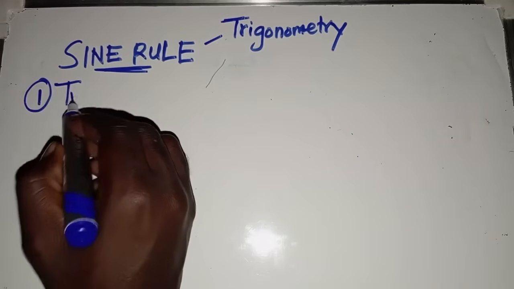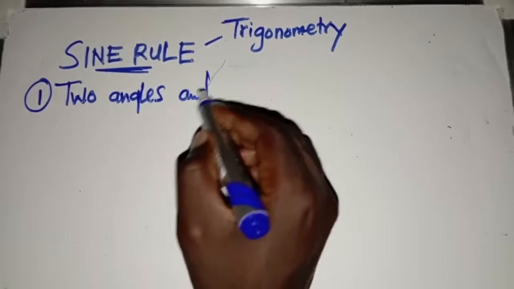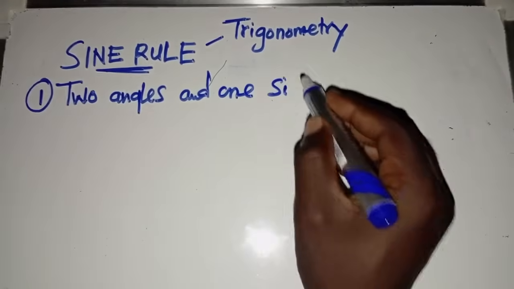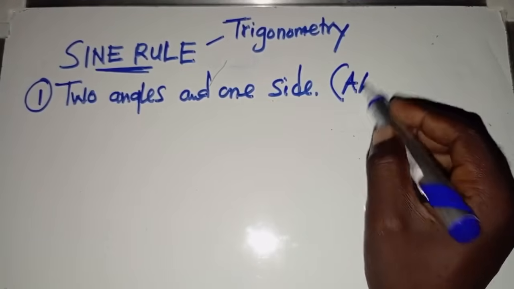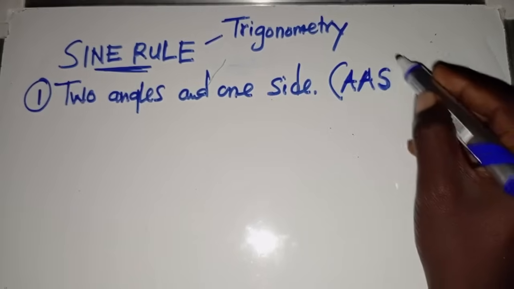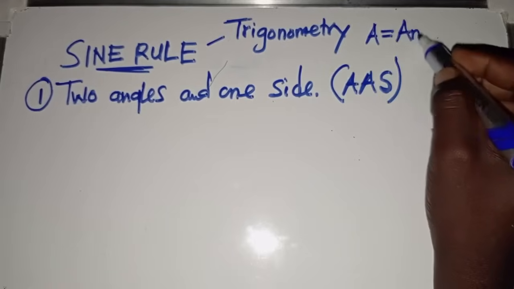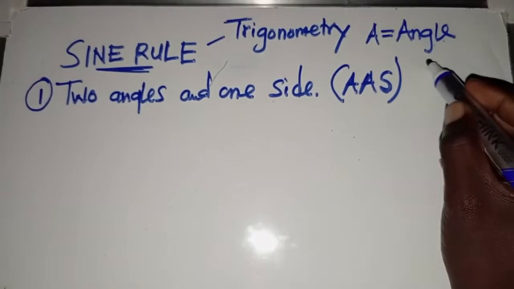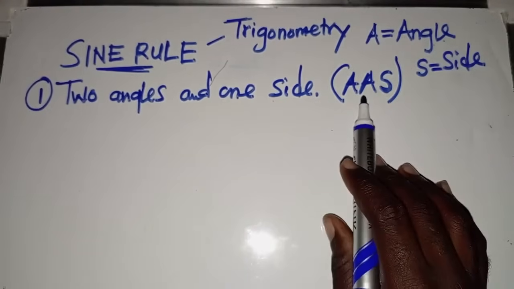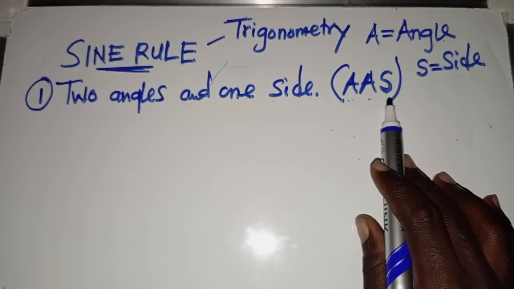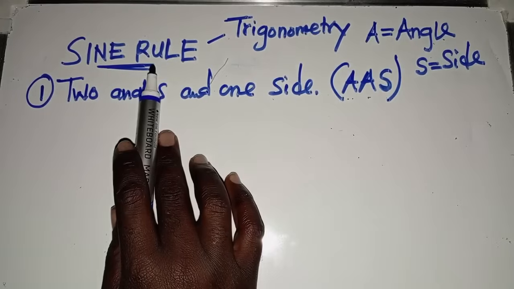Whenever you've got two angles and one side, like this, two angles and one side. The A there is standing in for angle, and the S you are able to see is a side. So whenever you are given two angles and one side, you are supposed to use the sine rule.